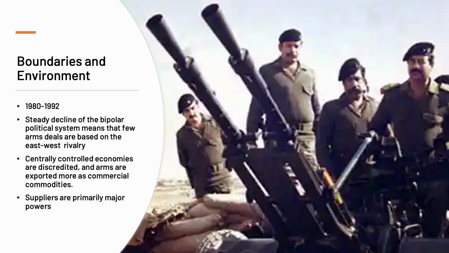The suppliers are still primarily going to be major powers. And the reason why this kind of switches is, although there is a rise in the number of suppliers in the previous era, as arms are becoming more technologically advanced, fewer and fewer states are actually able to produce those arms. So you have a lot of arms producers, but many arms producers can only produce basic arms, rifles, small arms, things like that aren't necessarily that technologically advanced.